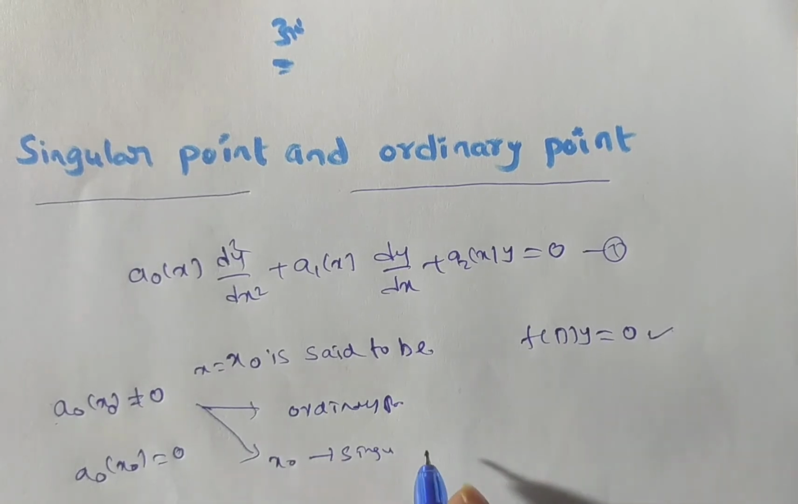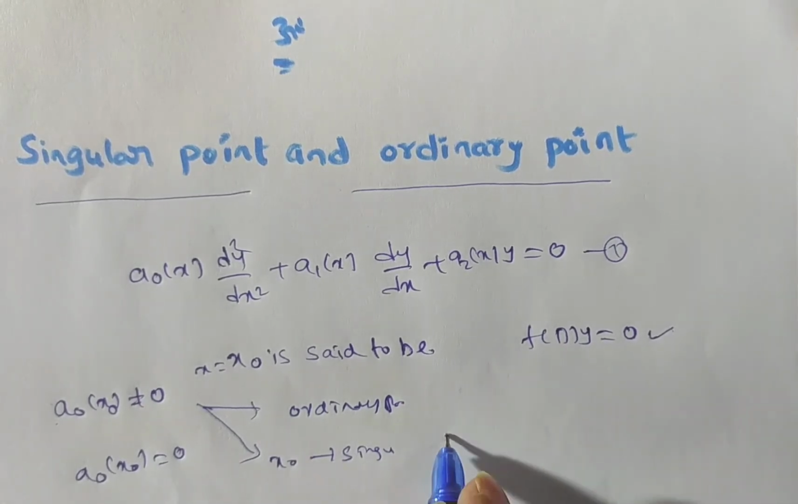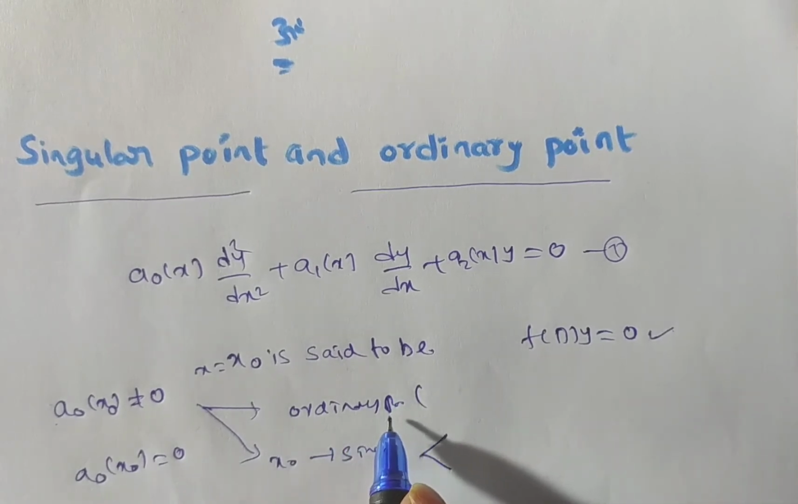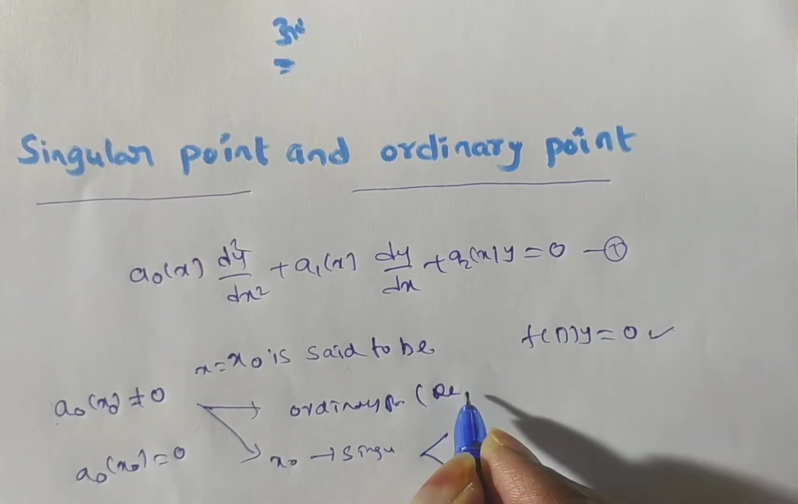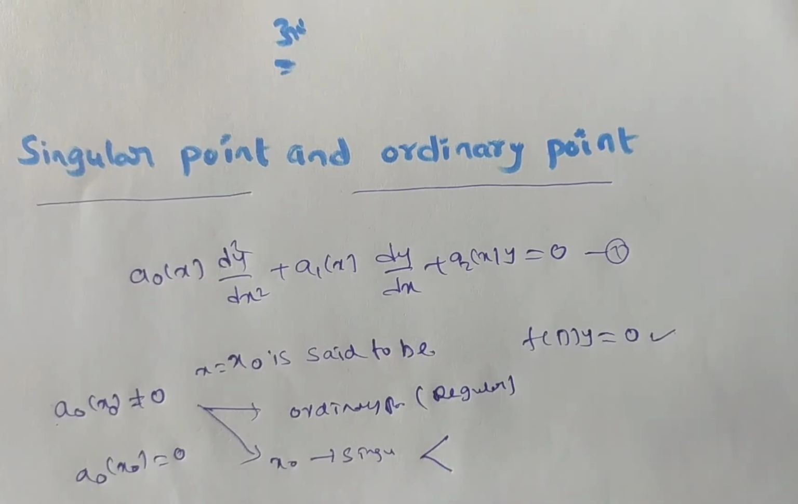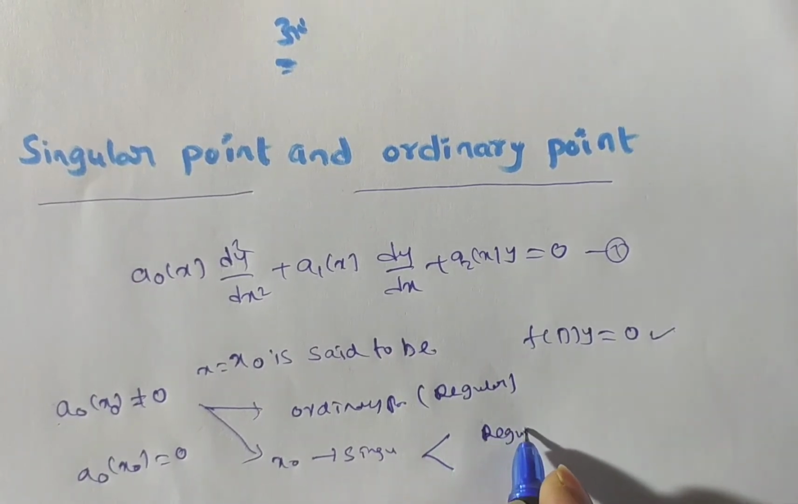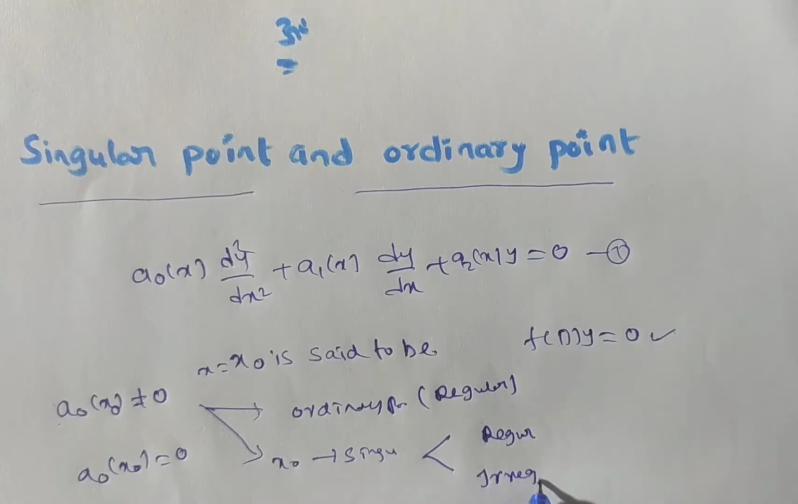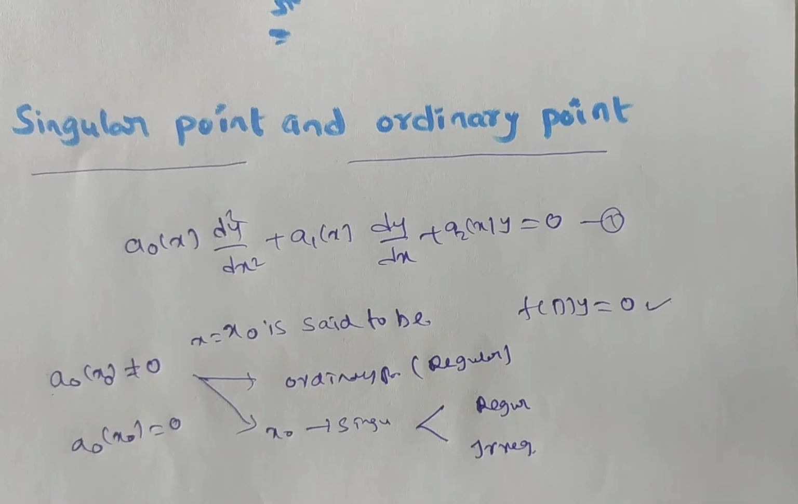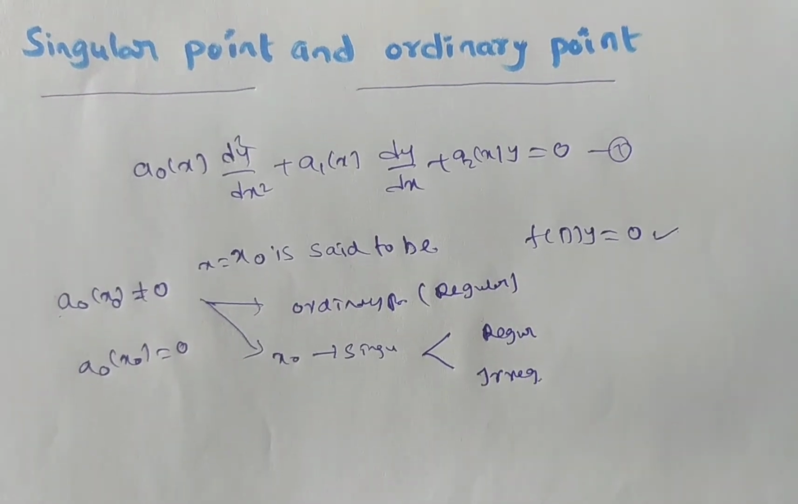Now, for ordinary point we have one type, but for singular point we have two types. This ordinary point has another name, regular point also. But the singular points have two types: regular singular point and irregular singular point. So in this video we will discuss regular singular point and irregular singular point also.